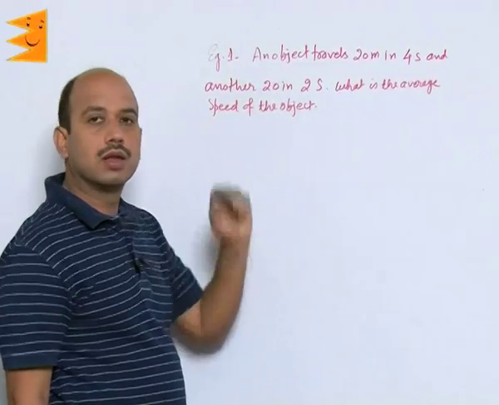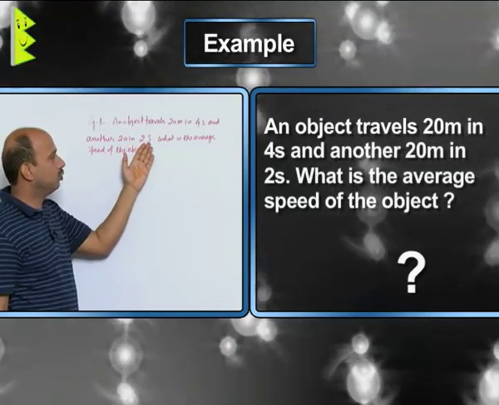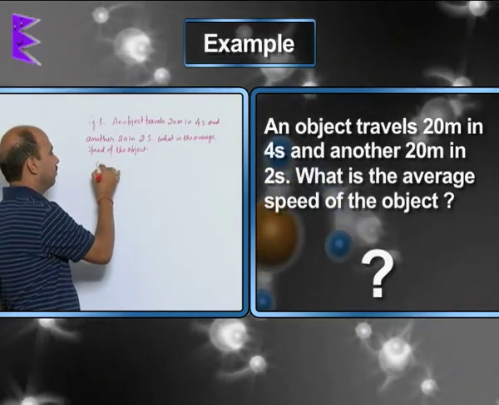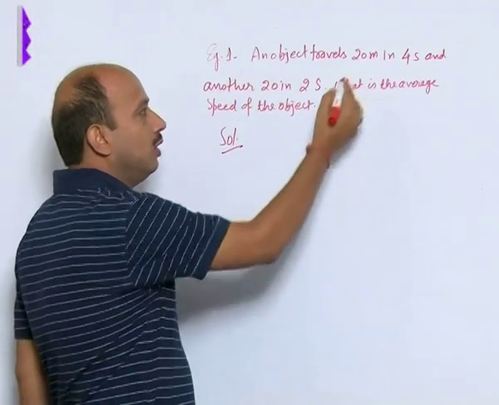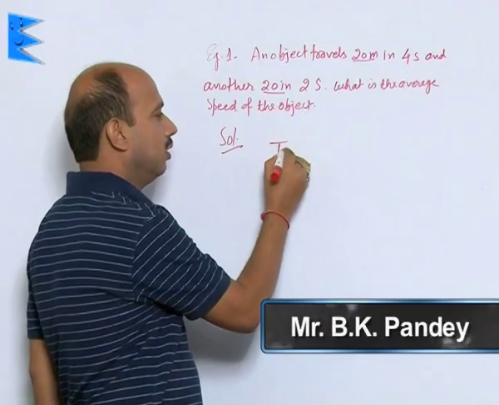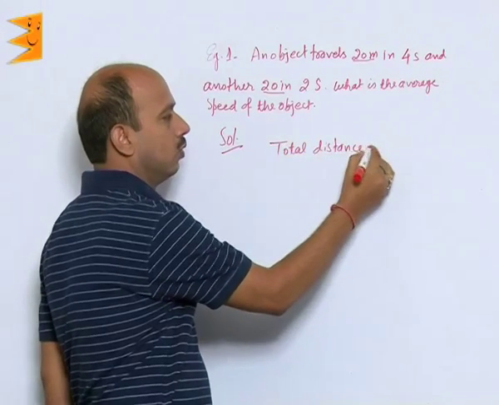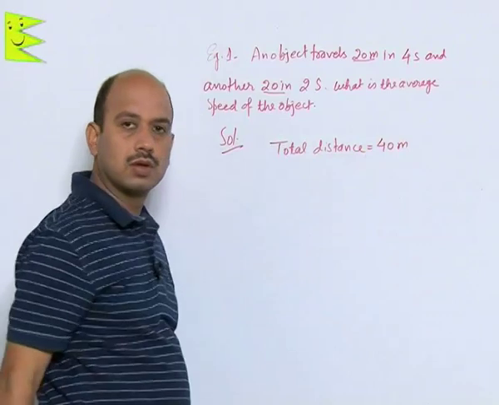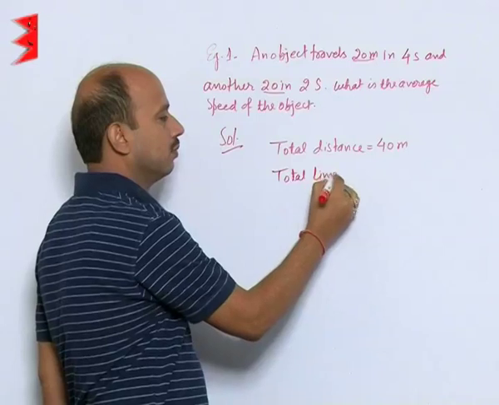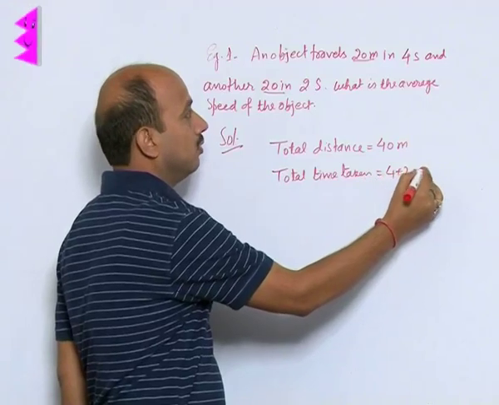Now, see example 1. An object travels 20 meter in 4 seconds and another 20 meter in 2 seconds. What is the average speed of the object? Here, first find the total distance. This is 20 meter and 20 meter. It's a very simple example. So, total distance is equal to 40 meter. Then total time taken is 4 plus 2, that is 6 seconds.